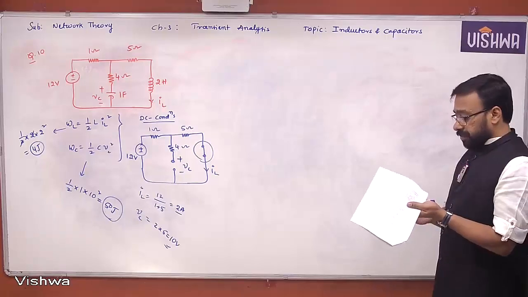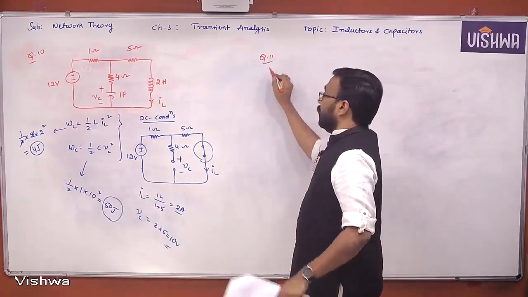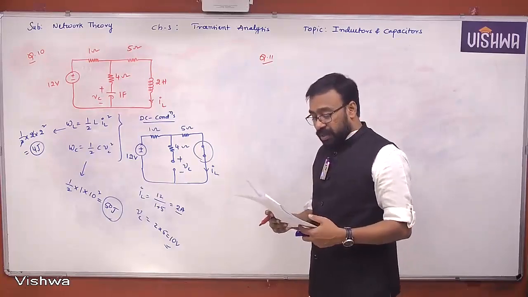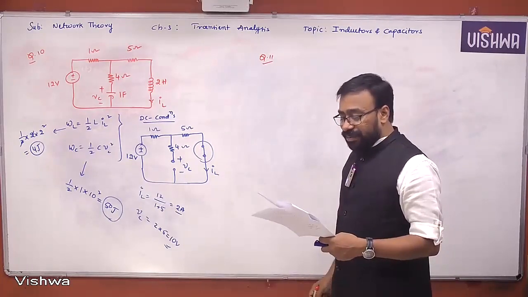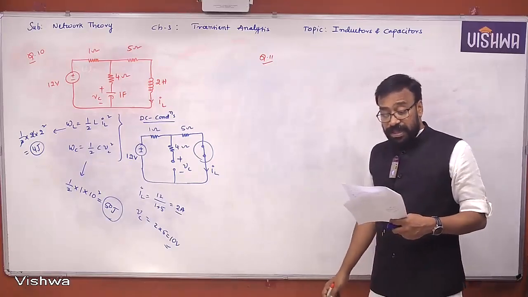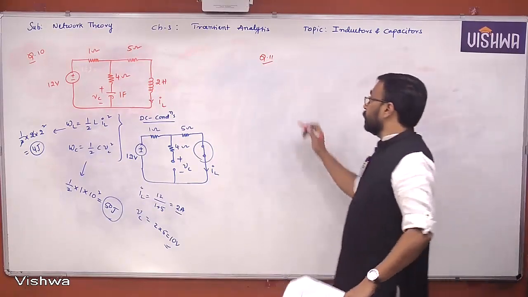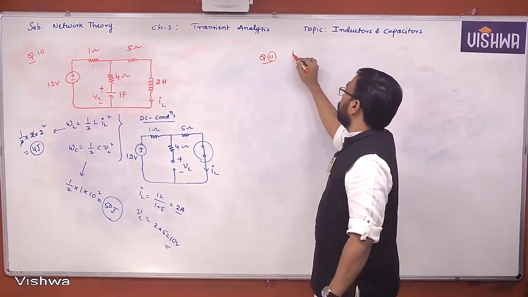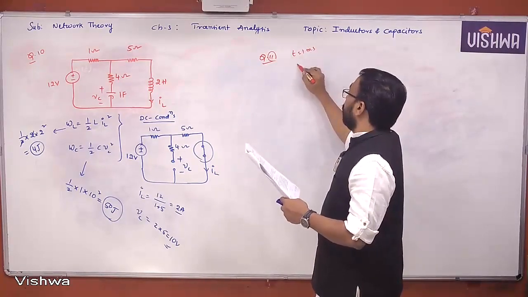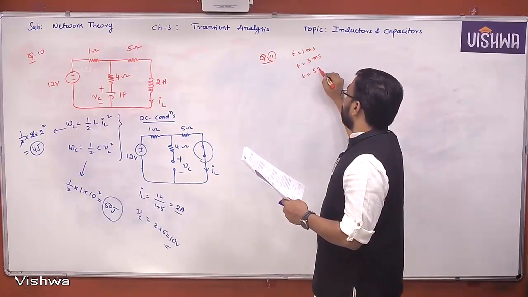Done, all of you? Now 11th problem. Question number 11, classroom workbook. The current through a 5 millihenry inductor is shown in the following figure. Determine the voltage across the inductor at t equal to 1 millisecond, t equal to 3 millisecond, t equal to 5 millisecond.